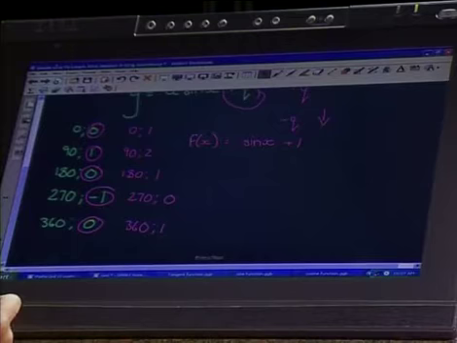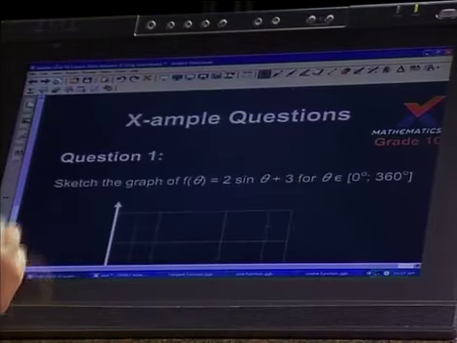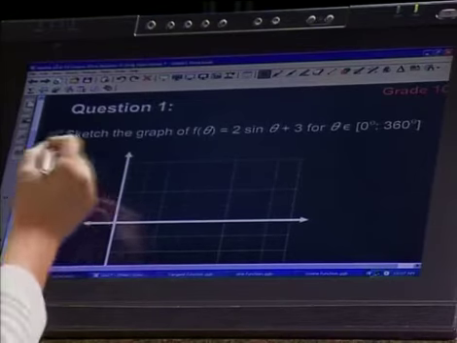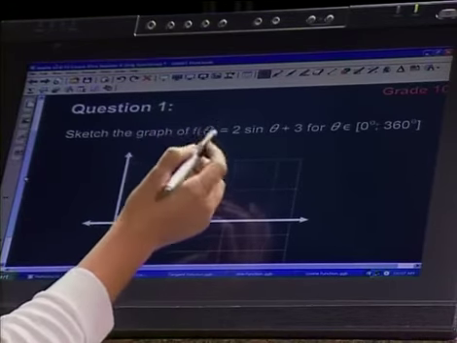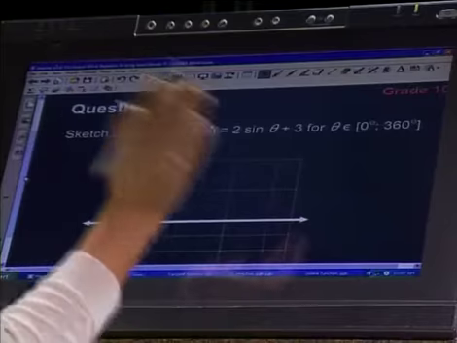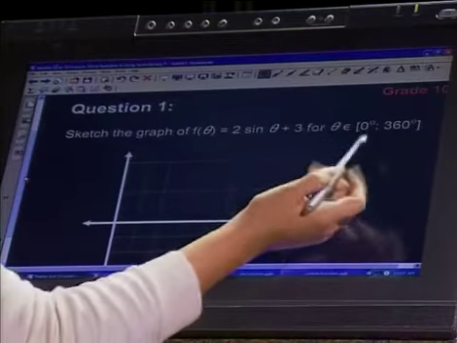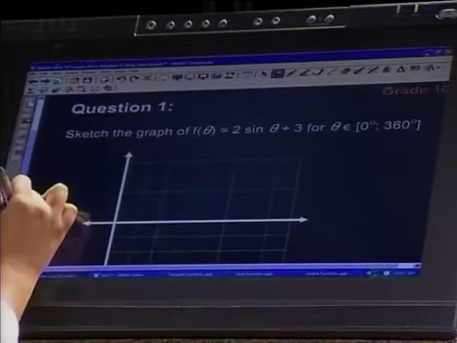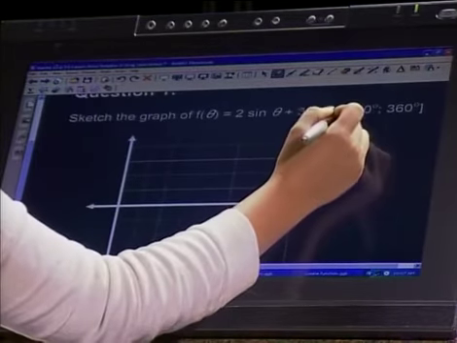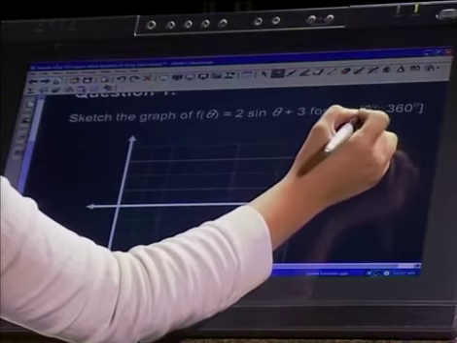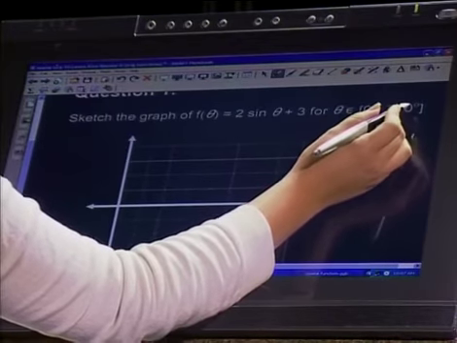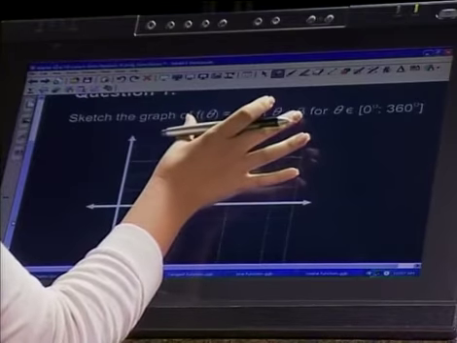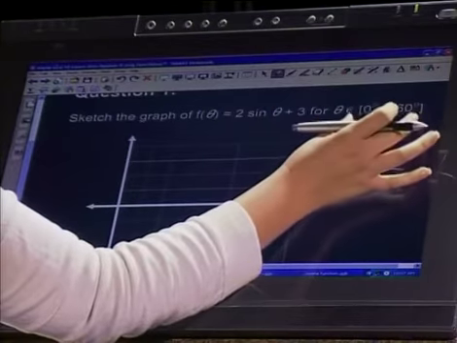Okay, so now let's put this into practice and move along to an example to see how this works. And we've been asked to sketch a graph of f of theta is equal to 2 sine theta plus 3. Okay, and here we are going to see how we actually apply a domain. And it says here for theta, which is an element of 0 to 360 degrees. That means we must only draw this function for this domain.